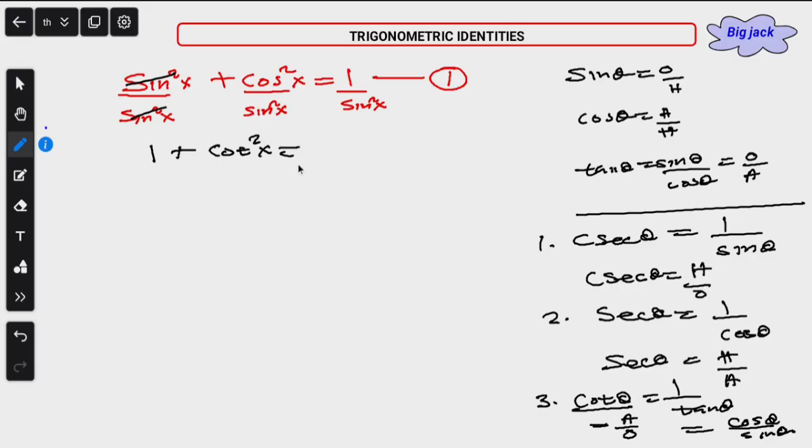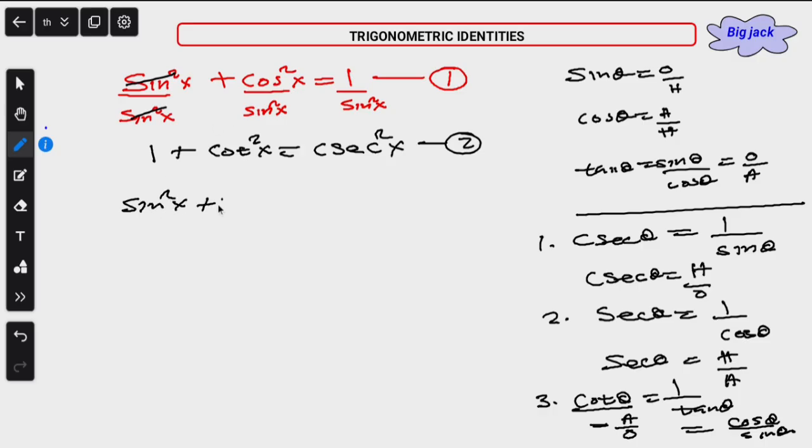And this one is going to be equal to 1 over sine, which is what? 1 over sine is cosecant. Now we are having a square, so it's going to be cosec squared x. That is the second identity.